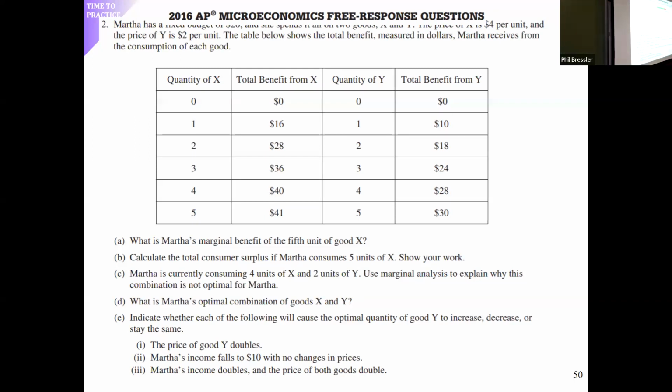By definition, does anyone remember what consumer surplus is? Willingness to pay minus price. Okay, right. What he's willing to pay minus the price. So the benefit is what you're willing to pay. It's good X we're looking at. So how much does good X cost? He's willing to pay 16, he pays 4, that's 12.